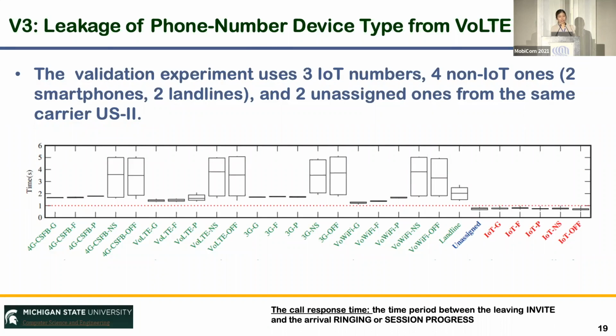We can see in the bar figure the values obtained from calling the non-IoT and IoT number can be clearly differentiated. Specifically, the minimal value from the non-IoT number is still 0.67 seconds higher than the maximal value from the IoT numbers. However, the values from the IoT numbers are comparable to those from the unassigned numbers with a similar median value around 0.74 seconds. Therefore, it can be exploited to differentiate those non-IoT numbers from IoT and the unassigned numbers.